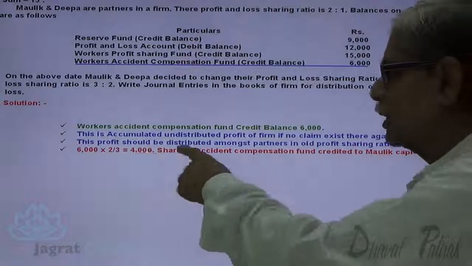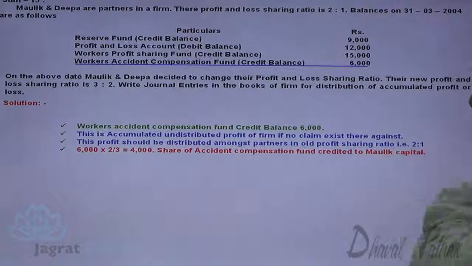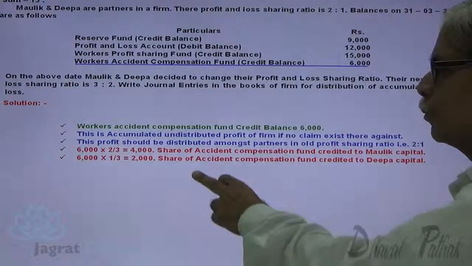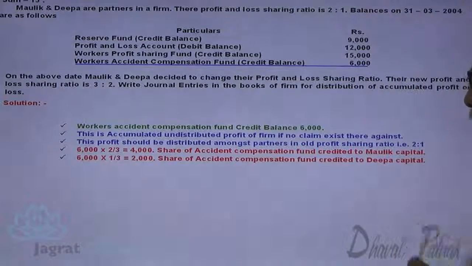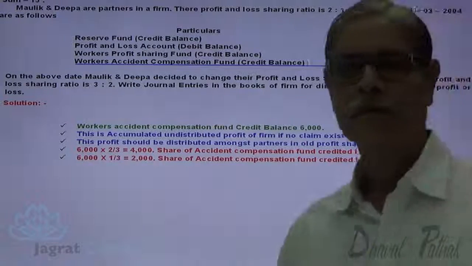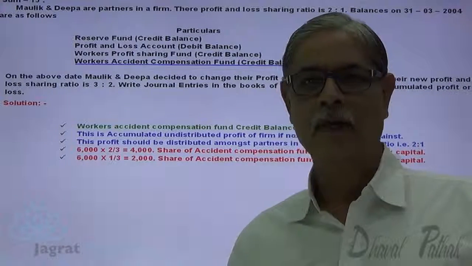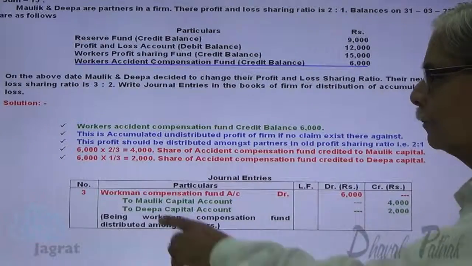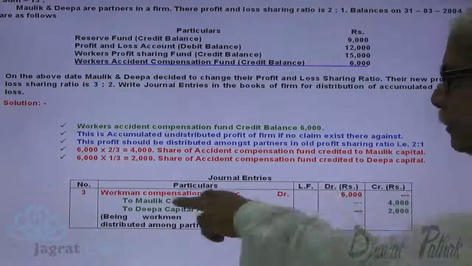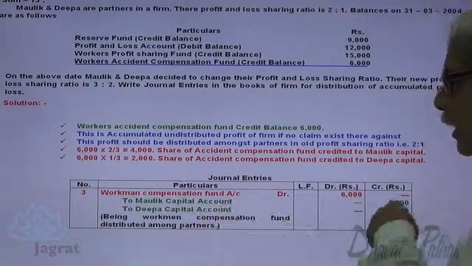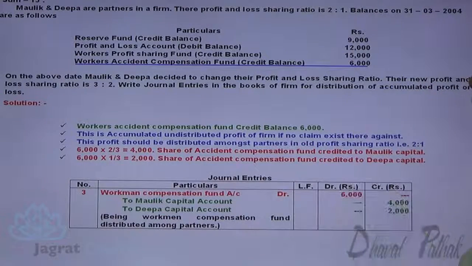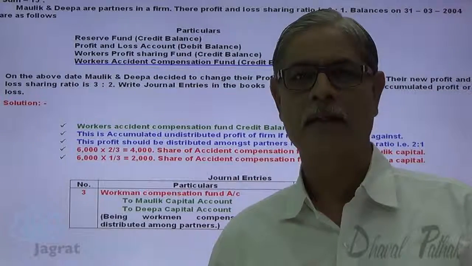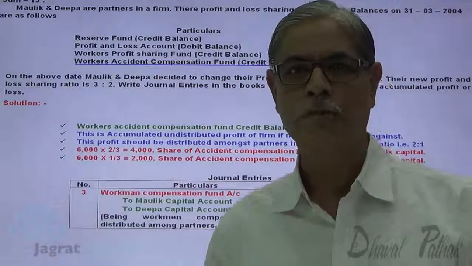6,000 into 2/3, 4,000 share of accident compensation fund to be credited to Maulik capital account, and 6,000 into 1/3, 2,000 share of accident compensation fund credited to Deepa's capital account. So partners' capital accounts are credited and workmen compensation fund account is debited. Look at the journal entry. Workmen compensation fund account debit 6,000, to Maulik capital account 4,000, to Deepa's capital account 2,000, being workers' accident compensation fund distributed amongst partners in their old profit sharing ratio.